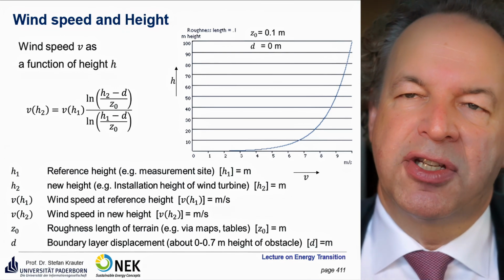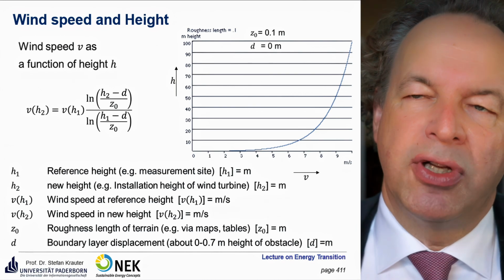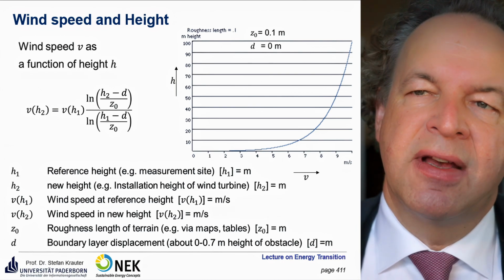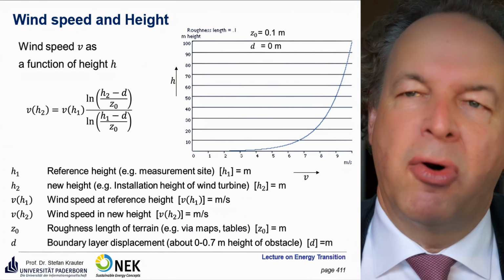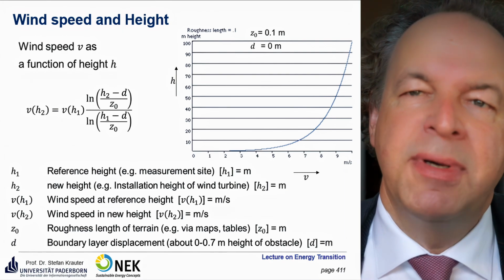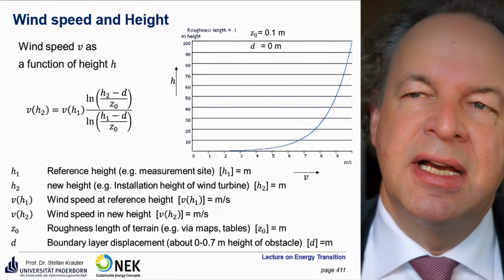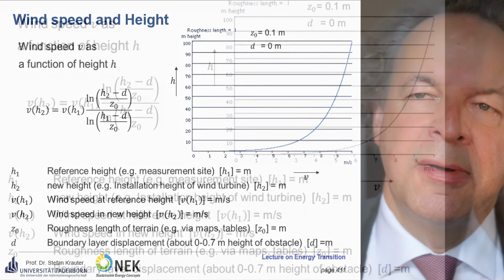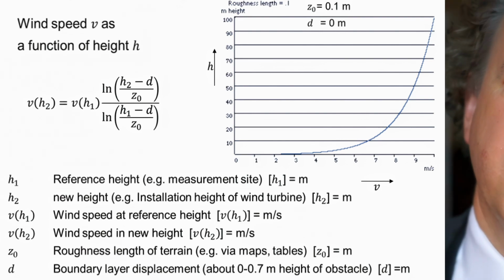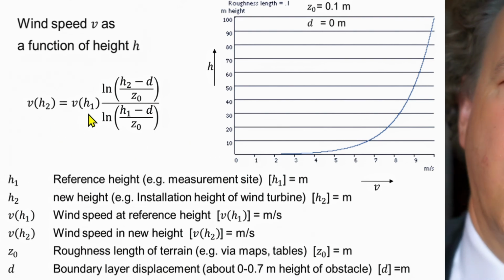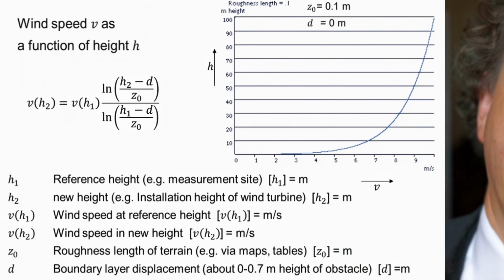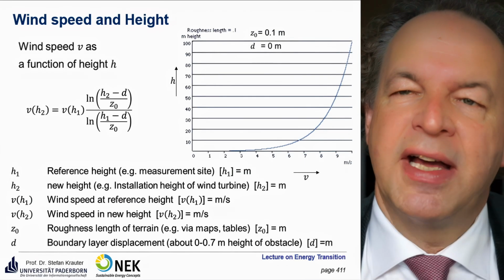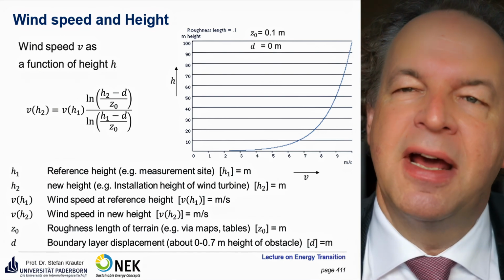The wind speed is changing due to the weather conditions, but also due to height. Here is a formula. If you measure at a certain height, typically at 10 meters, but modern wind turbines are quite high, for example 100 meters, you can calculate the velocity at a certain height. This is a logarithmic function, where v at h1 is the wind velocity at 10 meters, and then you have the boundary layer displacement, which is 0 to 0.7 meters. If you have heights of 100 meters, this doesn't play a role and can be neglected.